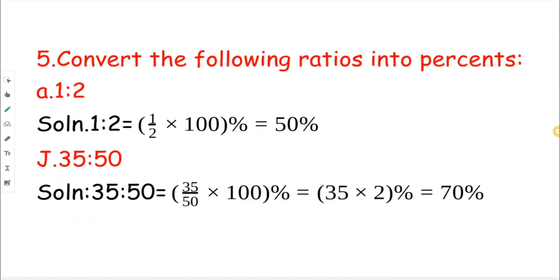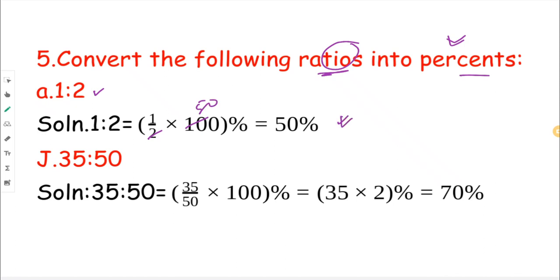Alright, question number 5. Convert the following ratios into percent. Okay, so 1:2 means simply you can write it as 1/2, right? So there also, convert these ratios into percentage. Clear? So 1/2, you have to multiply by 100. So 2 ones are 2, and then 2 5s are 10, 2 0s. 1 into 50 will just be 50, right? I'm going to get 50%.